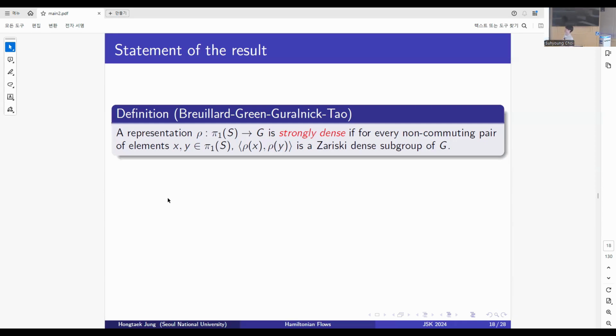So we have a representation rho. And suppose that we choose two non-commuting elements x and y in your pi 1 of S.